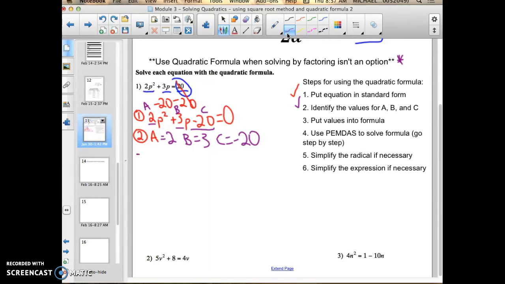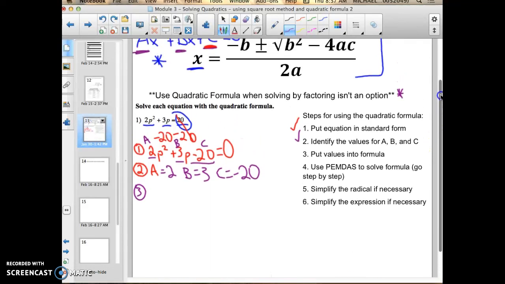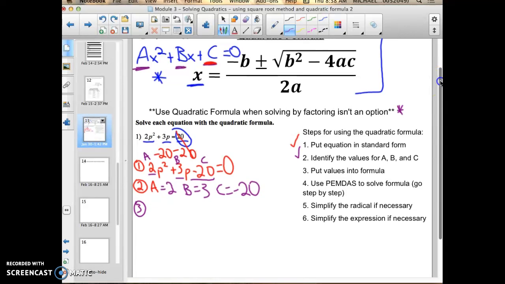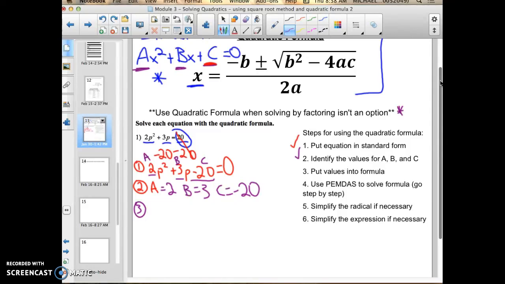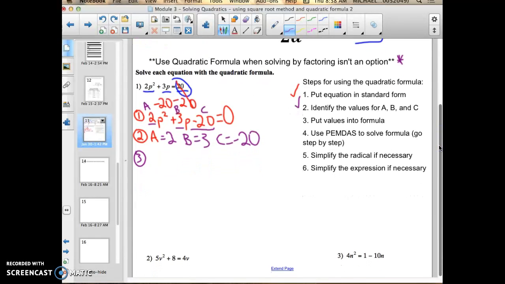Step 3 is to put the values into the quadratic formula. Now again, if you're entering a negative number into the quadratic formula, please put it in parentheses, always, always, always. Now the way I look at it, this is a negative b, right? It's always, whatever the b term, it's opposite that, okay? Just keep that in mind. So whatever the b term is, it's going to be opposite of whatever it is. So in this case, my b term is a positive 3.